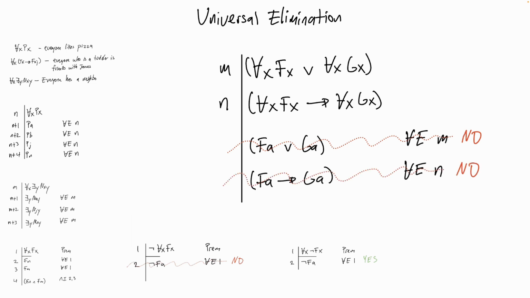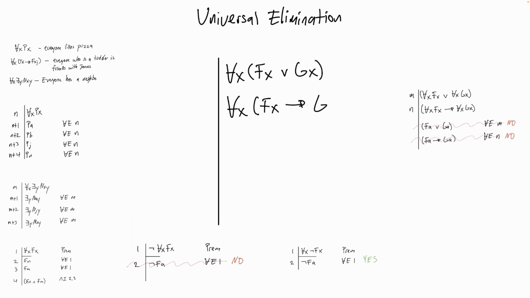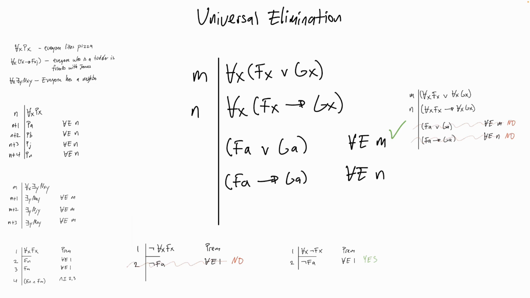and you can't derive if Fa then Ga from the second. By contrast, for all x, Fx or Gx, and for all x, if Fx then Gx are universally quantified wffs, and so you can apply the universal elimination rule to them. Fa or Ga can be derived from the first, and if Fa then Ga can be derived from the second.